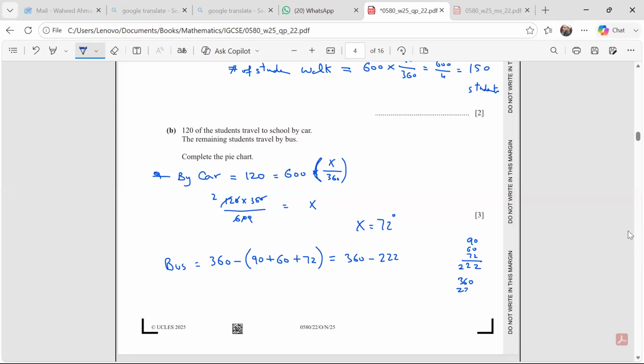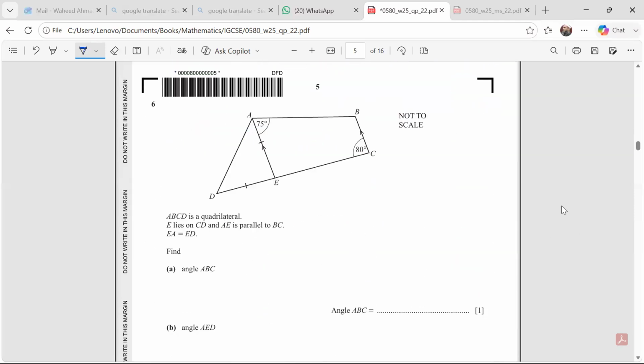360 minus 222. So that's 138. Yes, it is correct. Okay, so 138 degrees is for the students traveling by bus. I hope this is all clear. Now let's move on to question number 6.